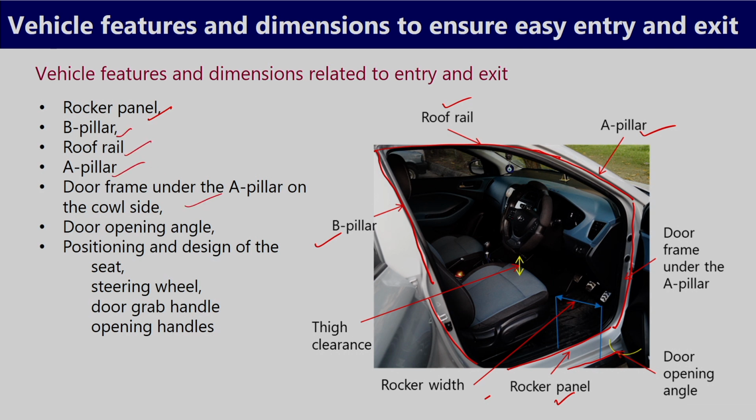So the various vehicle components associated, as already mentioned, are the rocker panel, B pillar, roof rail, A pillar, door frame under the A pillar, then the door opening angle, which is also important. It is a little bit shown here: the angle between the rocker panel and the lower edge of the door panel. That angle is important for comfortable entry and moving the feet by the passengers as well as the drivers. Then positioning and design of the seats, steering wheel, door grab handle, opening handles.